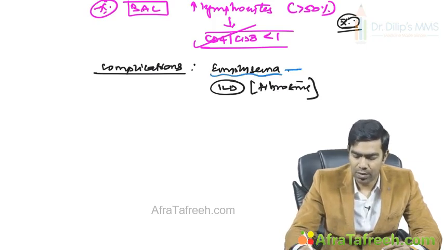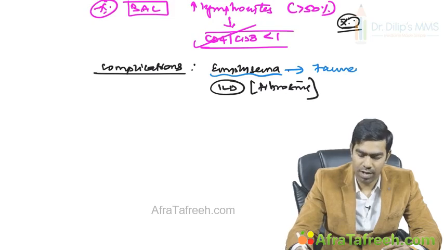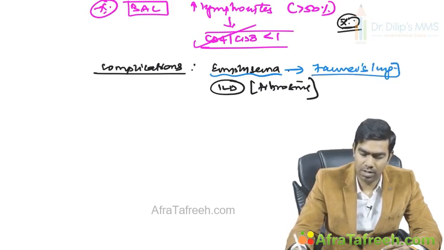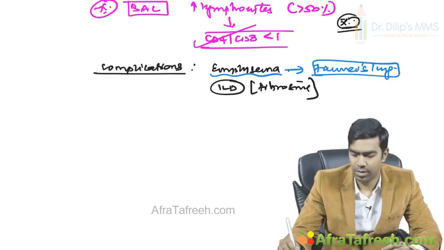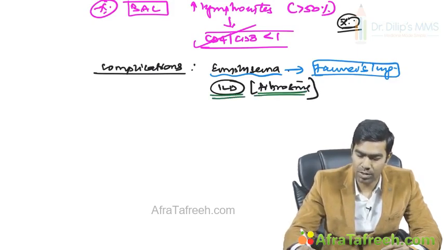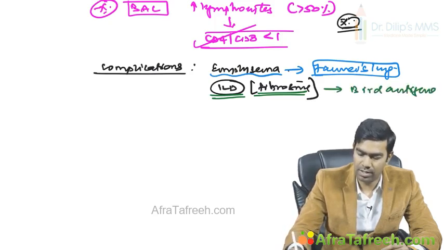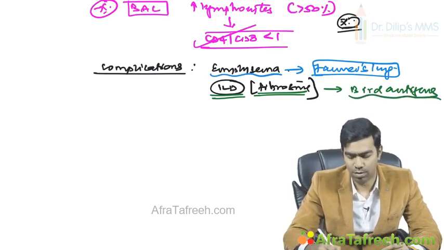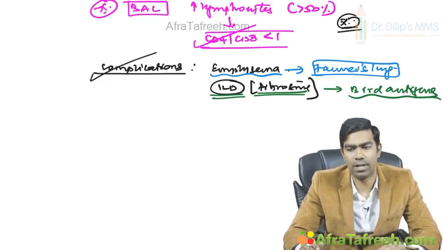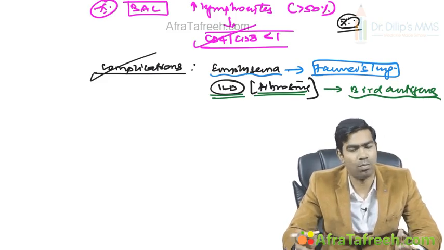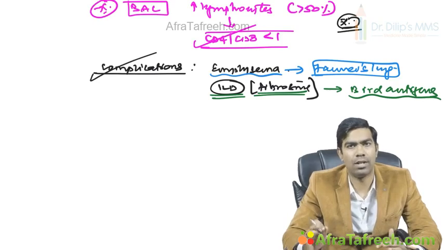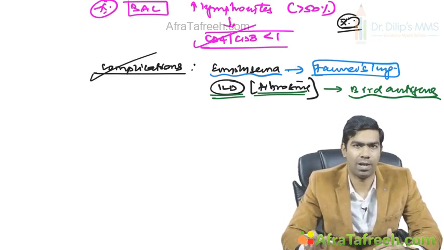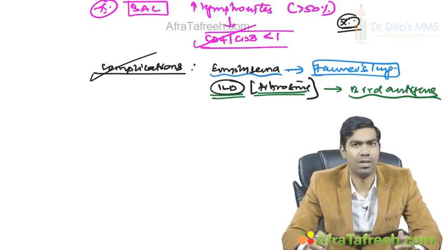This emphysematous phenotype is very common in farmer's lung kind of exposure. Whereas this ILD and fibrosing type is actually common with exposure to bird-related antigens. So this also is very important to know. So the complications are two things. One, they can go for emphysematous transformation, or they can go for an ILD, that is fibrosing lung disease, or they can go for both also as a combination. In general, the emphysematous phenotype is more common with farmer's lung, and your ILD and fibrosing lung disease is more common with exposure to bird antigens.